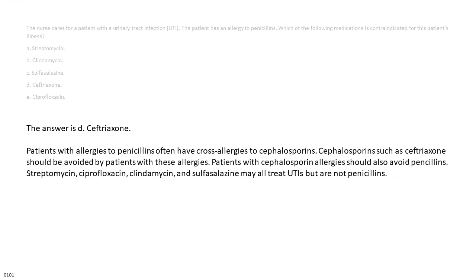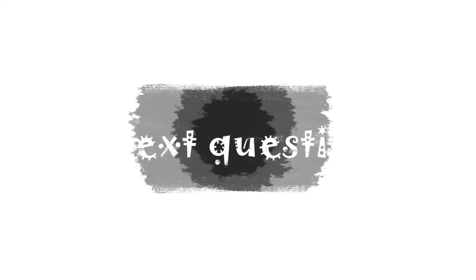The answer is D. Ceftriaxone. Patients with allergies to penicillins often have cross-allergies to cephalosporins. Cephalosporins such as ceftriaxone should be avoided by patients with these allergies. Patients with cephalosporin allergies should also avoid penicillins. Streptomycin, ciprofloxacin, clindamycin, and sulfasalazine may all treat UTIs but are not penicillins.